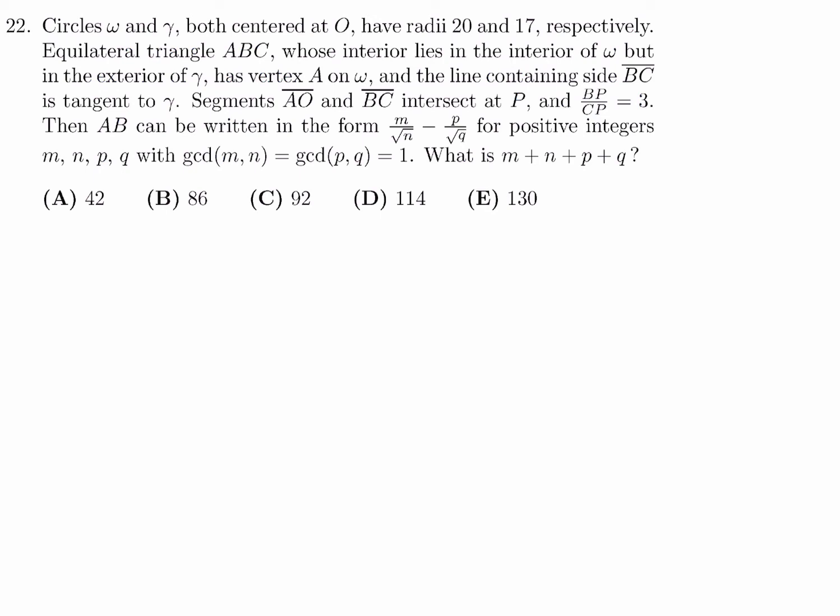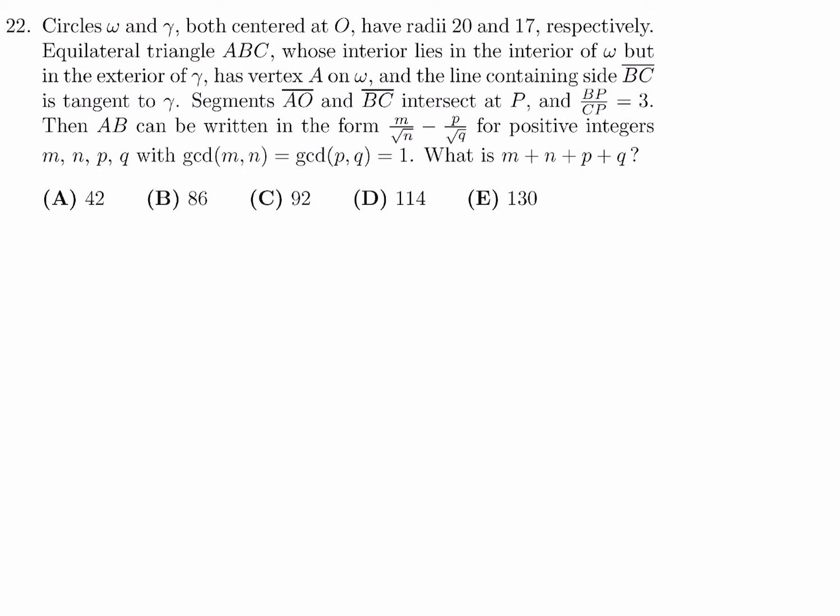Circles W and Y, both centered at O, have radii 20 and 17 respectively. Equilateral triangle ABC, whose interior lies in the interior of W but in the exterior of Y, has vertex A on W, and the line containing side BC is tangent to Y. Segments AO and BC intersect at P.